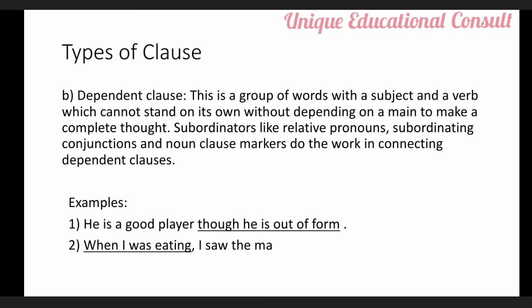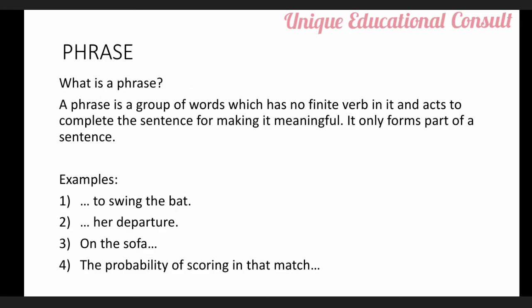Now let's go forward to see what next we have. Now this is a phrase. We have looked at clause and the types of clauses that we have. Now we have phrase. A phrase is a group of words which has no finite verb in it and acts to complete the sentence for making it meaningful. It only forms a part of a sentence.